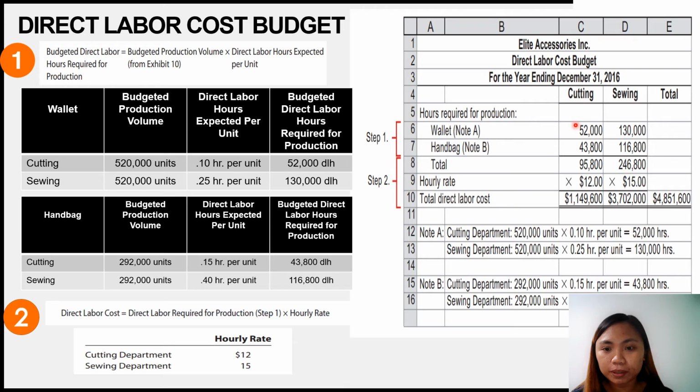1,149,600 in the cutting department, and in the sewing department it is 3,702,000. So the total direct labor cost budget for the year ending December 31, 2016 is 4,851,600. And that is how we would compute for the direct labor cost budget.